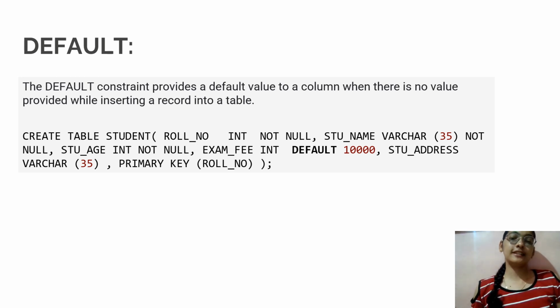Default. The default constraint provides a default value to a column. When there is no value provided while inserting a record into a table, by using default, we can get the default value.